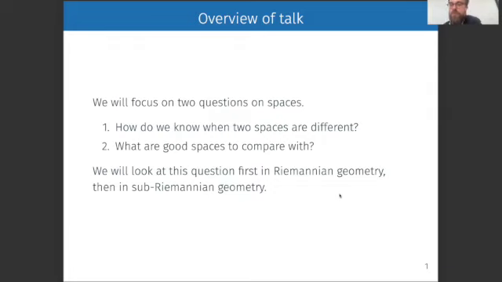And what are good spaces to compare with? What do we want to consider if we want to build some intuition for the things we cannot see? So the idea of this talk is to explain how to do that in sub-Riemannian geometry. And in order to do that, I'll first answer these questions in Riemannian geometry, with some very basic terms, and then generalize to sub-Riemannian geometry.